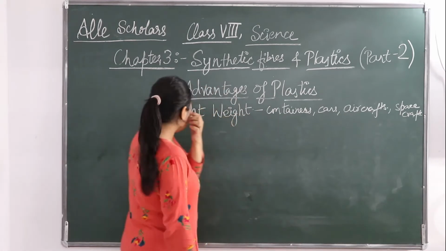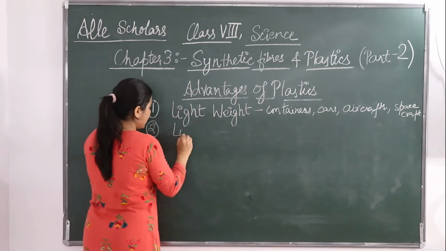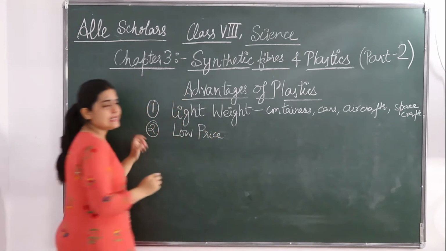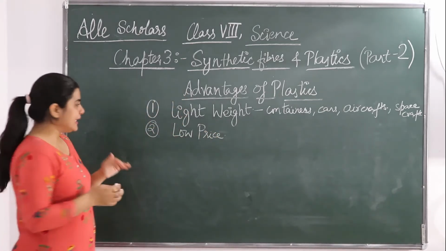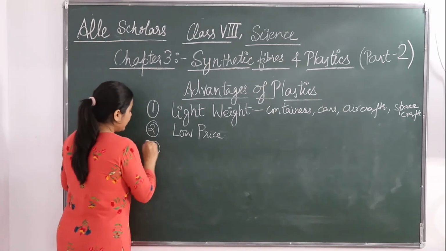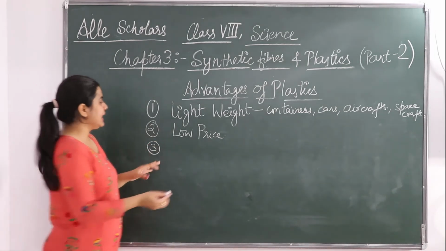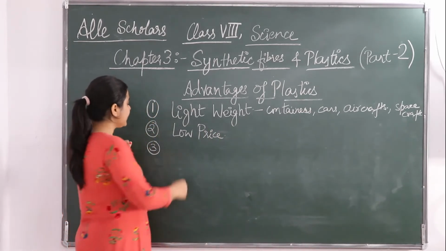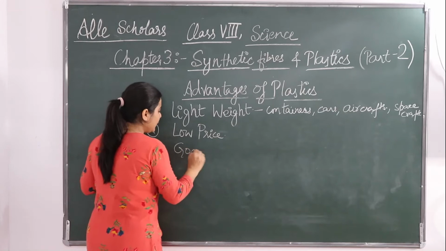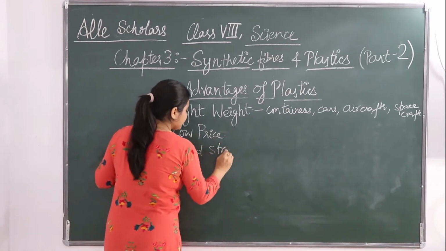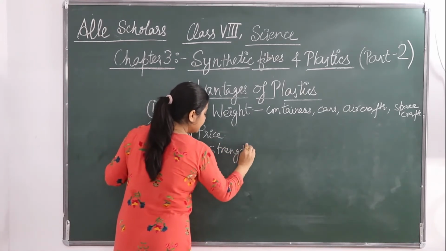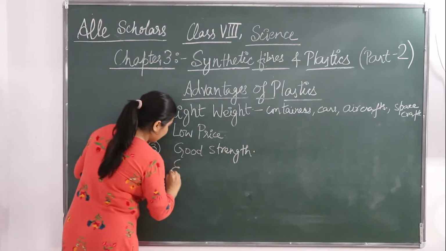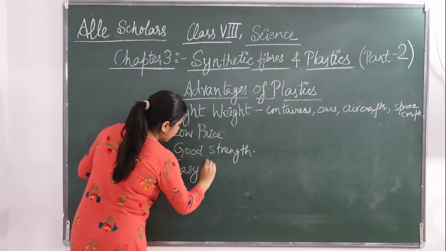Okay, the second important thing about plastic is that it's a very low price. The price is very cheap. It is very good that anybody can buy plastic things. Okay, it's cheap. Next, it has a very good strength. Its strength is very good. Okay, and the last one is that it is very easy in handling.